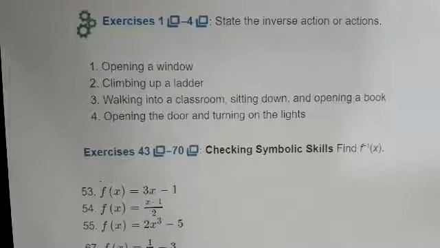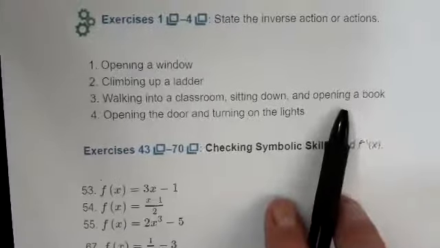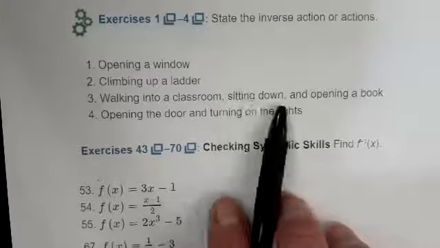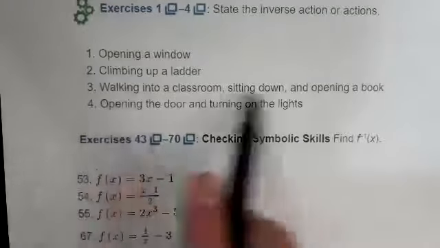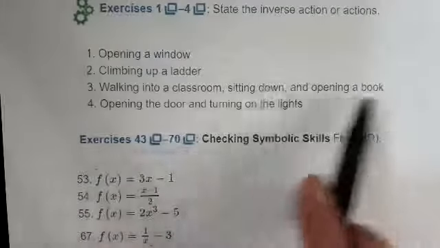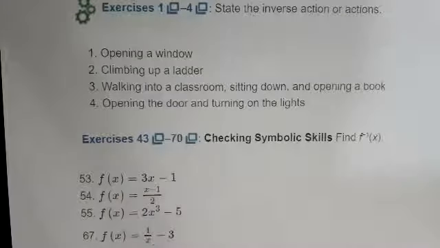If I'm walking into a classroom, sitting down, and opening a book. So now we're doing three things. How do I inverse these three things? Close the book, get up, and walk out. Yes. So we have to close the book first. We have to undo sitting down by getting up, and we have to undo walking in by walking out. So we have to do the opposite. And if we have something in a sequential order, we have to do it in a backwards order, right?